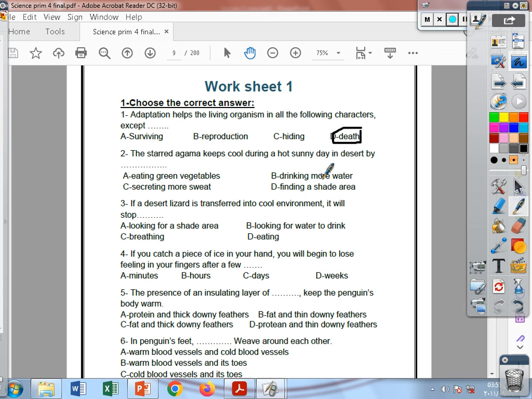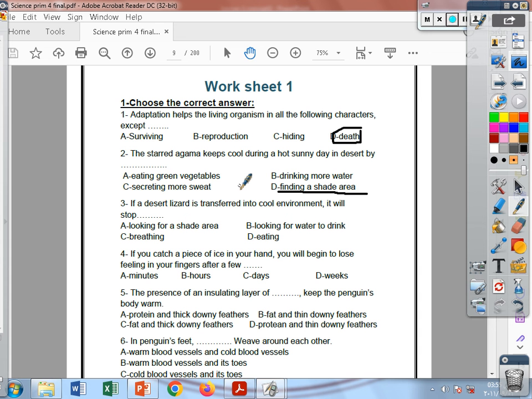Number 2, the sterned agama lizard keeps cool during a hot sunny day in the desert by: eating green vegetables, drinking more water, secreting more sweat, or finding a shaded area. We said it at the first of the lesson. Excellent. By finding a shaded place or a shaded area.